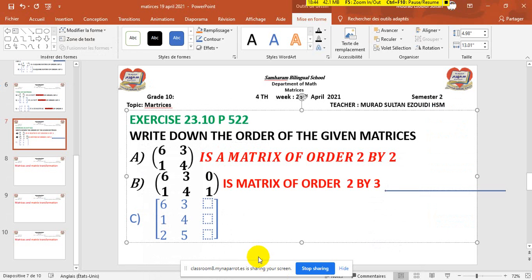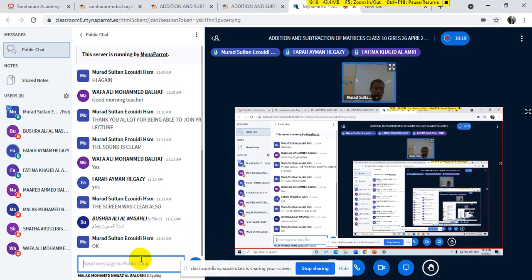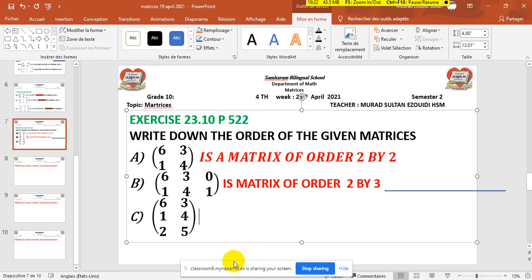Okay, so we continue with all that. I'll just make a copy. Then I will write 6 3 1 4 and here 2 5, this is 5 and this one 2. This matrix, my daughter, what is the order of this? You can write your answers in the public chat. Someone says 3 by 3. Good girl. So the order of this matrix is 2 by 3, correct?